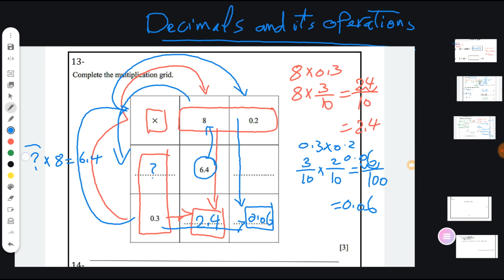Yes? So to get the question mark here, you must divide the result by the factor here, because it is one of the factors, okay? So it will be 6.4 divide 8. 6 divided by 8 can't be, so it will be 0, and put the point, because it's written here. 64 divided by 8 is 8. So the answer is supposed to be 0.8, okay? Let's move from here.